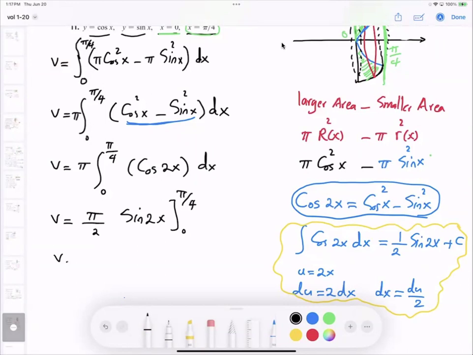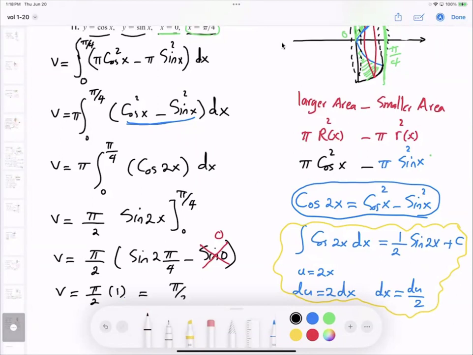So the volume is equal to pi over 2 times sine of 2 times pi over 4 minus sine of 0. But know that sine 0 is equal to 0. You end up with V equal to pi over 2 times 1, or pi over 2. To get an approximation for the volume, you can use a calculator.